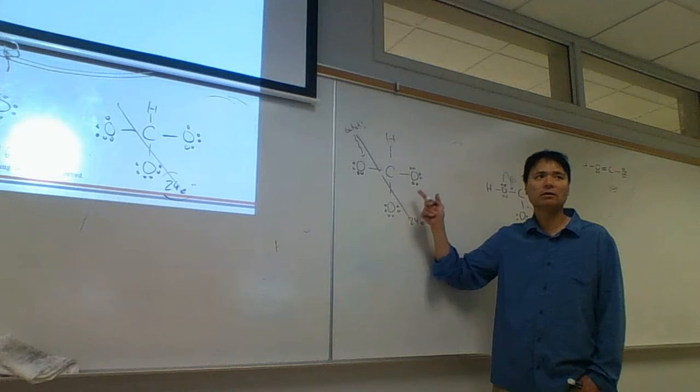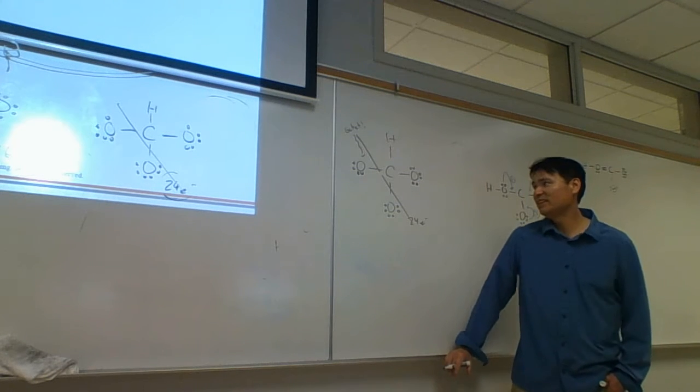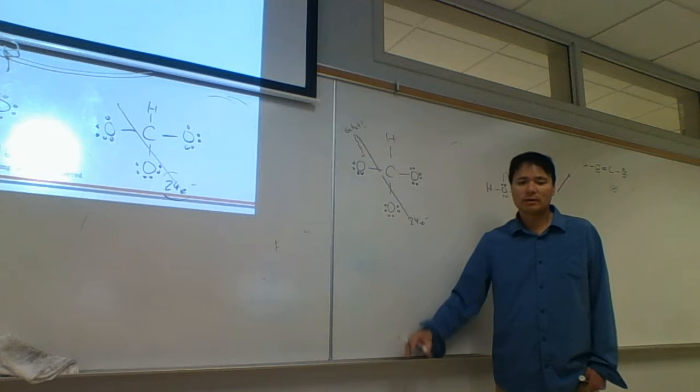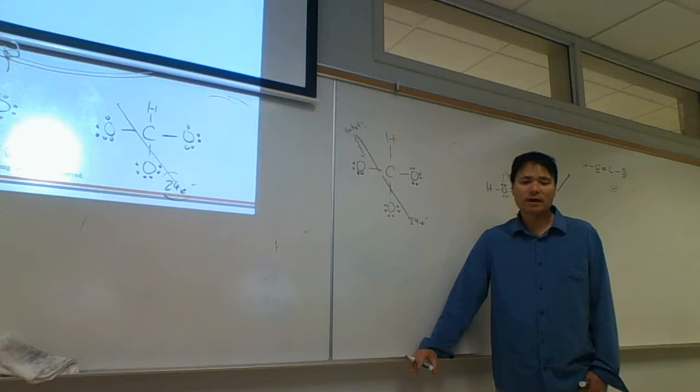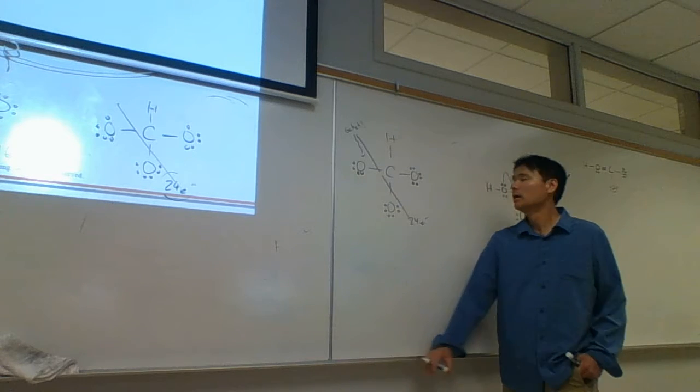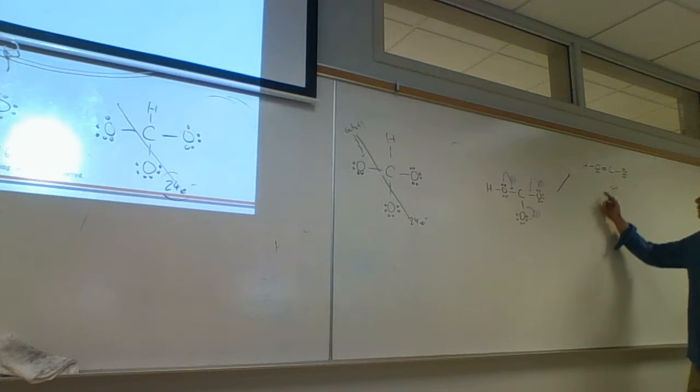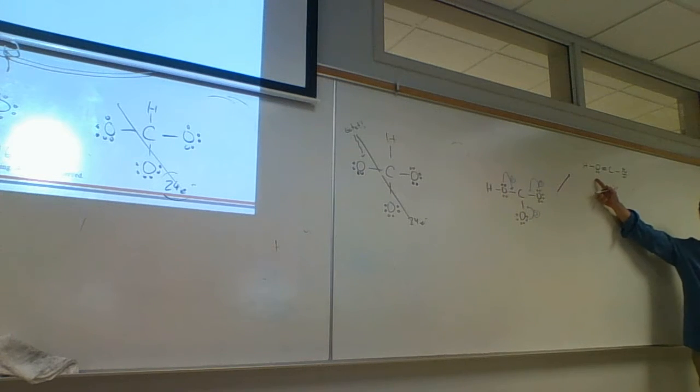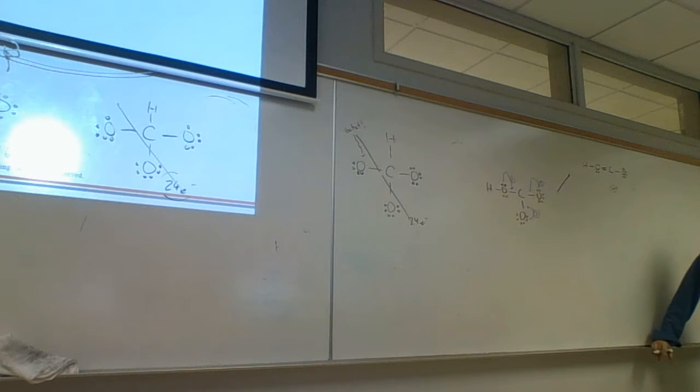So maybe this is it. Maybe this is the best. But what we should do is play around and see if we can get a better structure in which everybody's happy. And going over here, is everybody happy here? Yeah, everybody's happy here because everybody has an octet except hydrogen, which has a duet. And so everybody's happy here, right?